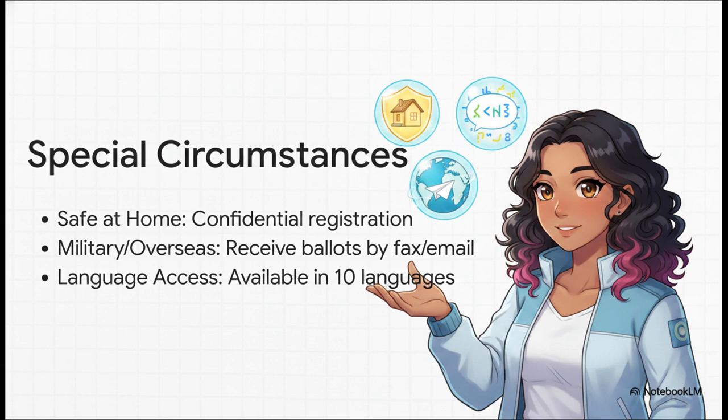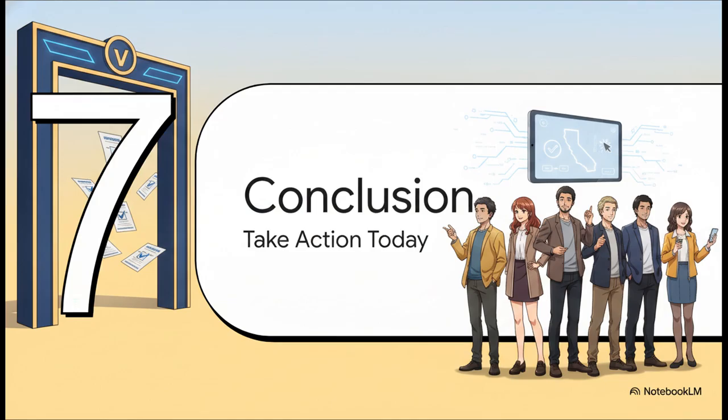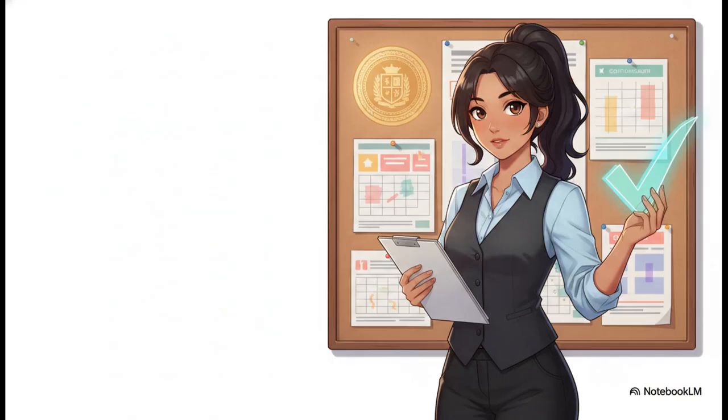And lastly, the online application isn't just in English, it's fully translated into 10 different languages, including Spanish, Chinese, Tagalog, and Vietnamese, making it incredibly accessible. Conclusion and disclaimer. Take action today. All right, you now have the full picture of just how seamless it is to participate in California's elections.